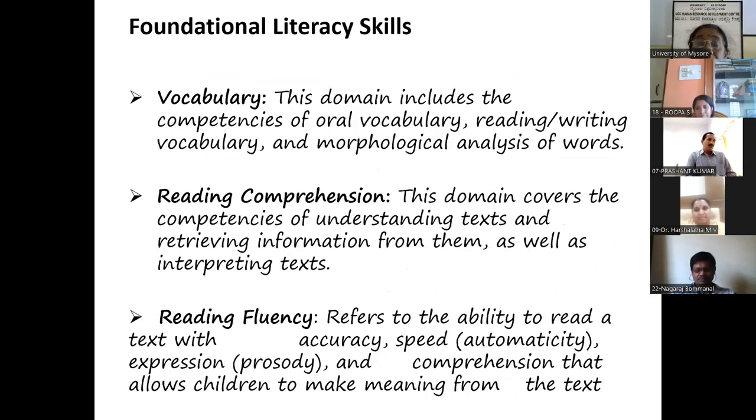Okay. Now, vocabulary. This domain includes competencies of oral vocabulary. There are two words or more than two words for the same meaning, but we have to be careful when we use it. In Kannada, I think some of you are from Kannada. Most of you know Kannada language. We say, Yaro nimanna karita idare banni. Correct?